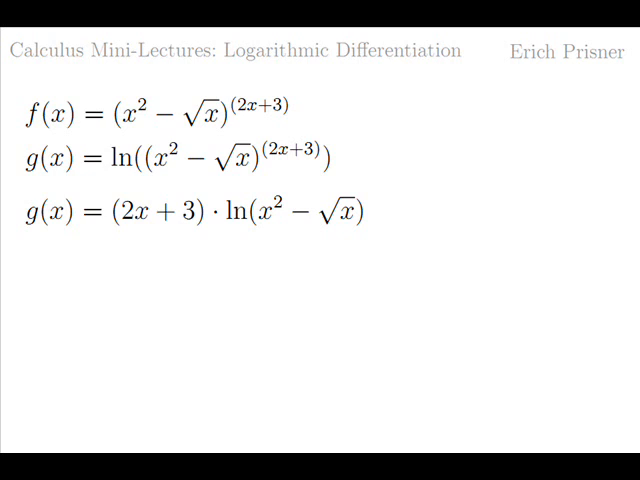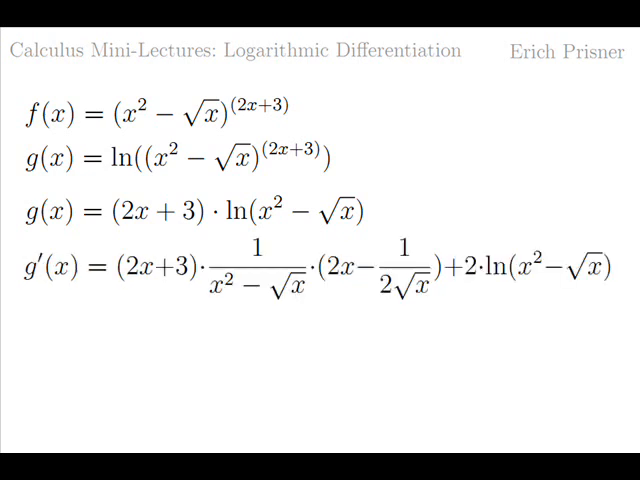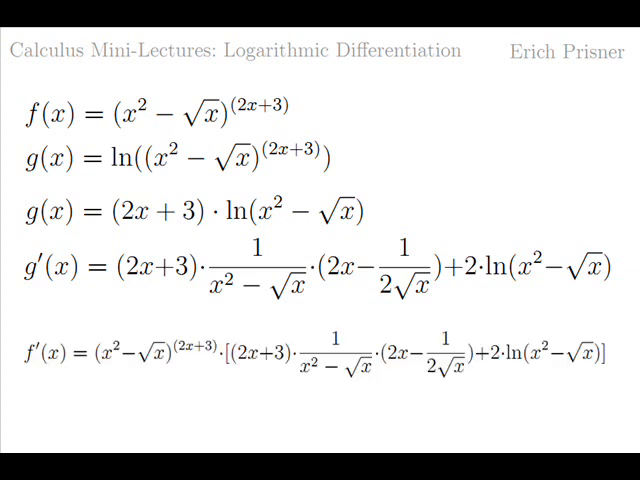So we differentiate and get g prime of x equals 2x plus 3, which is a copy of the left factor, times 1 over x squared minus square root of x, which is the outer derivative of the right factor, times 2x minus 1 over 2 times square root of x, which is the inner derivative of the right factor, plus 2, the derivative of the left factor, times ln of x squared minus square root of x, which is just a copy of the right factor. Therefore, f prime of x equals f of x times g prime of x, so we get this rather lengthy expression here.